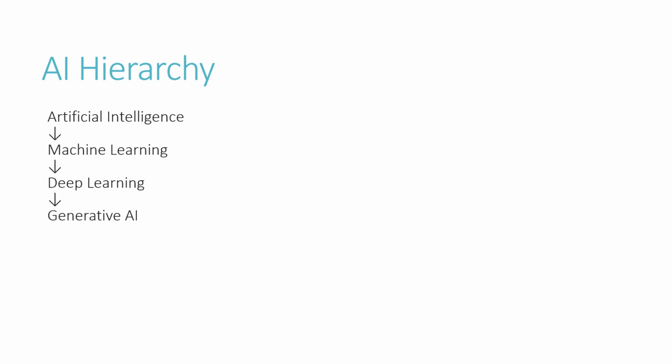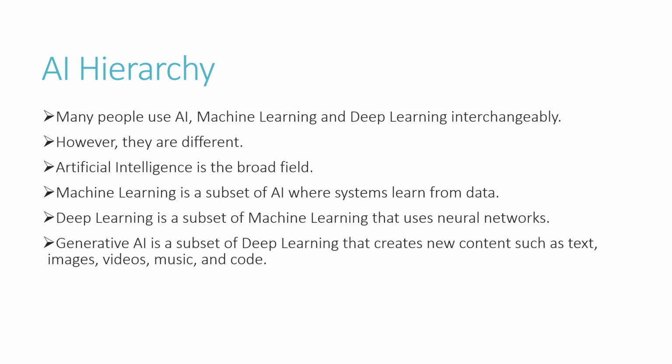AI hierarchy: artificial intelligence, machine learning, deep learning, generative AI. Many people use AI, machine learning, and deep learning interchangeably. However, they are different. Artificial intelligence is the broad field. Machine learning is a subset of AI where the system learns from data. Deep learning is a subset of machine learning that uses neural networks. Generative AI is a subset of deep learning that creates new content such as text, images, videos, music, and code.